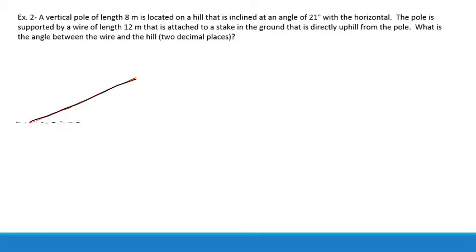So what that means, if you draw a horizontal line, that's just how they're measuring how steep the hill is. So if you made a horizontal line out in nature and then you measured up from it. So that's how steep this hill is. Now we have a pole that is vertical, so I'll put it right there. It is supported by a length of wire that is 12 meters and is attached to a stake in the ground that's directly uphill from the pole. So I know if it's uphill from the pole, it has to be that way. So I'll just say it's kind of like right here, and I'll draw my line. So you can see there's my triangle.